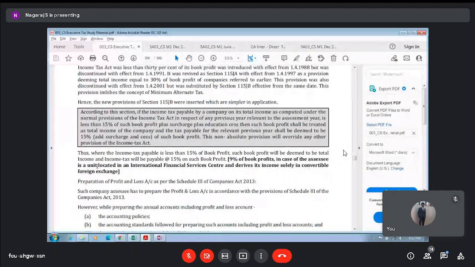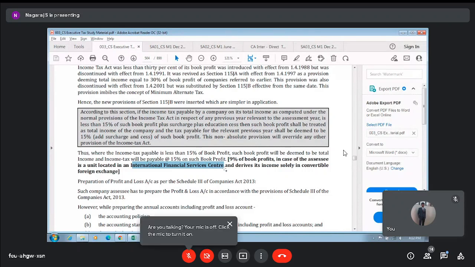Of book profit, if the assessee is located in International Financial Services Center, IFSC, they will give like this only. The assessee has been doing the business in IFSC. Then, instead of 15%, you have to apply 9%. The same is applicable to AMT also. Where it is applicable 9%, the assessee who is doing the business there.